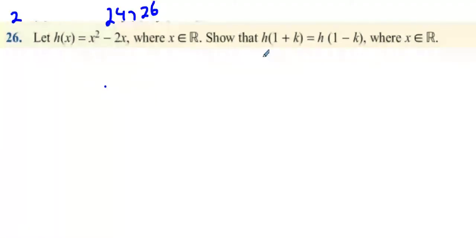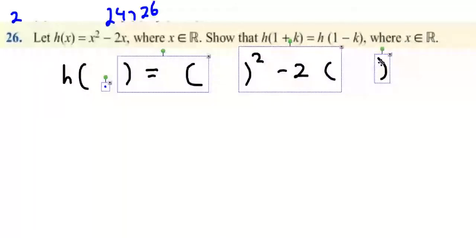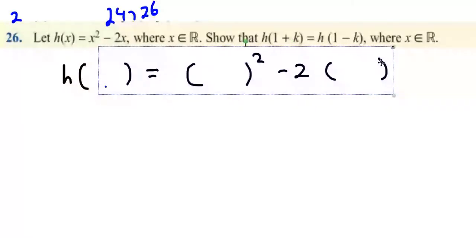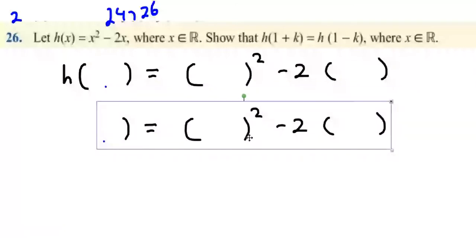Here's h of x, here's h, okay? So what do we do first, guys? h of blank equals what? Blank squared minus 2 times blank. Okay. How many times am I going to use this? I'm going to use it twice. So, because I'm going to use it twice, there we go.